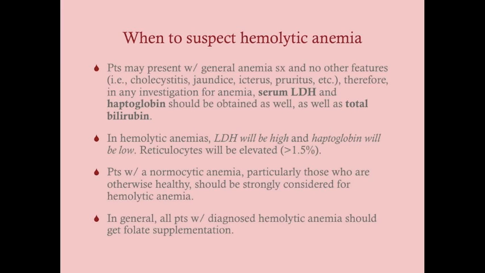Patients who have a normocytic anemia, particularly those who are otherwise healthy, those are the ones that you're strongly considering for hemolytic anemia. Even if they don't have jaundice symptoms or cholecystitis or so forth, patients with normocytic anemia who are healthy, you should be thinking hemolytic anemia. The other cause of normocytic anemia in otherwise healthy patients would be blood loss, but usually people know if they're losing blood if they have acute blood loss, not chronic blood loss. So normocytic anemia in healthy patients, you should think hemolytic anemia. But that LDH and haptoglobin and the bilirubin labs are going to be what really point you towards this is definitely hemolytic anemia. Now I need to find out what kind of hemolytic anemia it is.